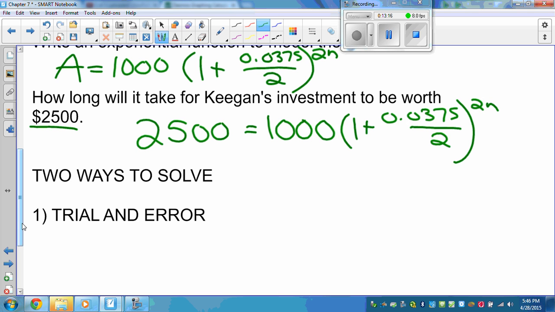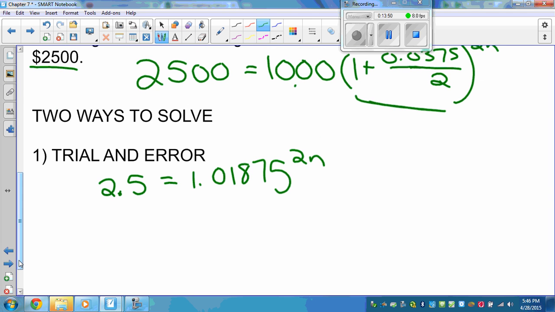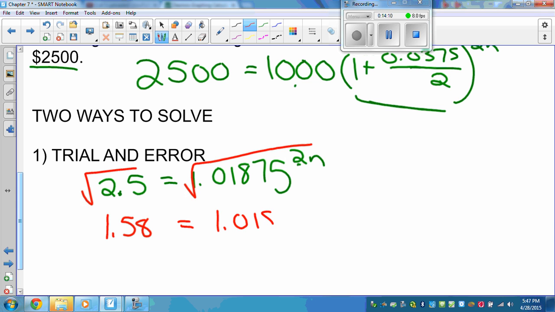So what I did first of all is I divided each side by 1,000, so I got 2.5 equals, and then I did 1 plus 0.0375 divided by 2. I got a decimal for this whole part. So I got 1.01875 all to the power of 2n. I square rooted both sides because I had it raised to the power of 2. If I square rooted, I got rid of that square there. Okay, so I was left with the square root of 2.5 is 1.58, which is equal to 1.01875 to the power of n. The square rooting basically got rid of that 2 there.